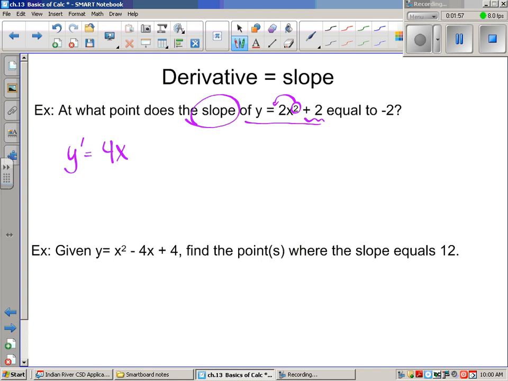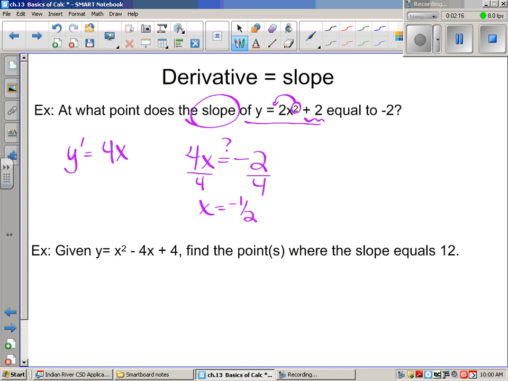Hopefully you're saying to yourself, hey, I could set that equation equal to negative 2 and figure out when exactly that will occur. And of course, then it's pretty easy to see. What you're going to do is divide by 4 and solve for x. So I have x equals negative 1/2.